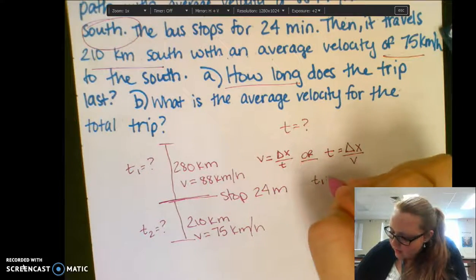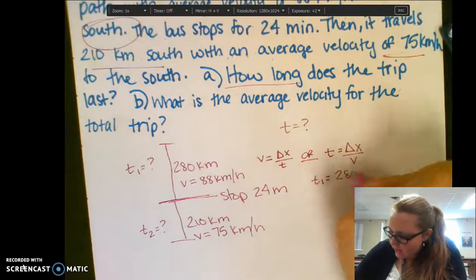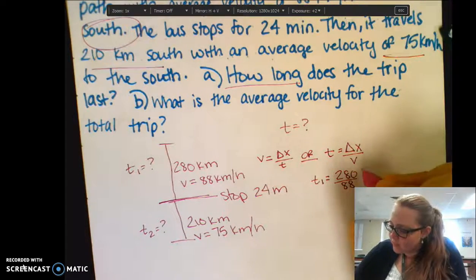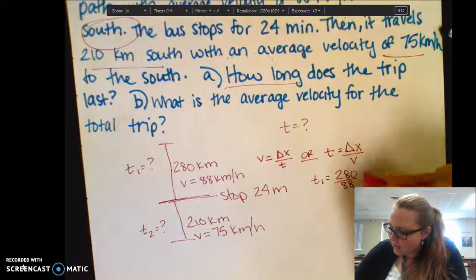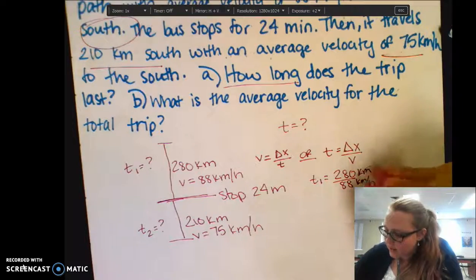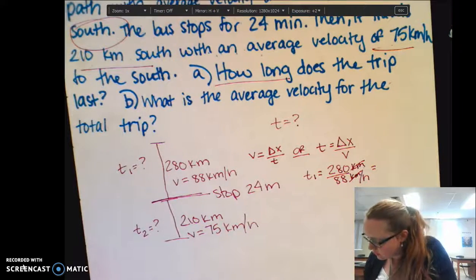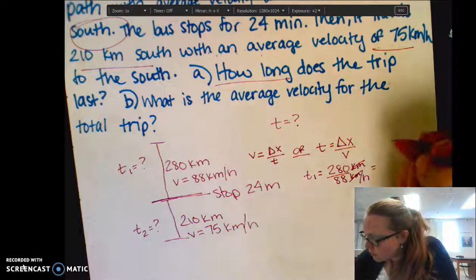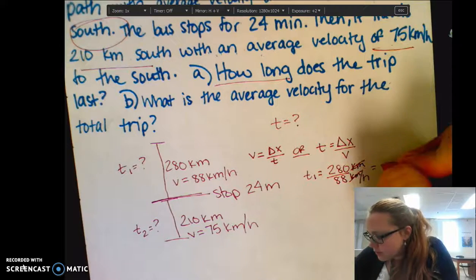T1 is going to equal 280 kilometers over 88 kilometers per hour. We'll get an answer in hours because these kilometers will cancel. So 280 divided by 88 is 3.2 hours.